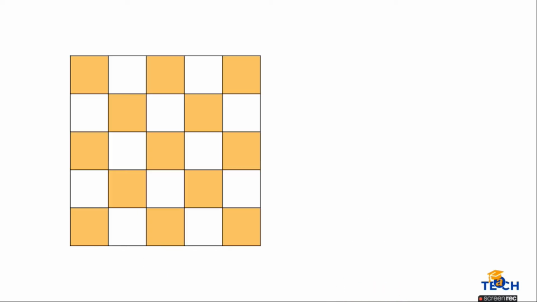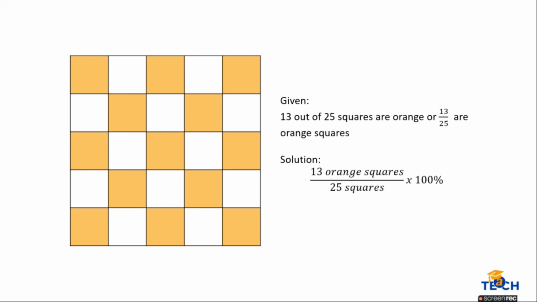Let's have another example. So we have here 25 squares with 13 orange squares. So how do you solve this? So we have here a given 13 out of 25 squares are orange, or 13 over 25 are orange squares. So we have here the solution: 13 orange squares over 25 squares times 100% is equal to 52% orange squares.